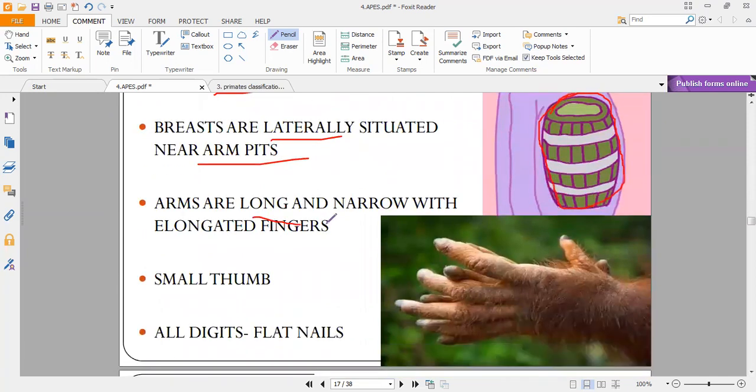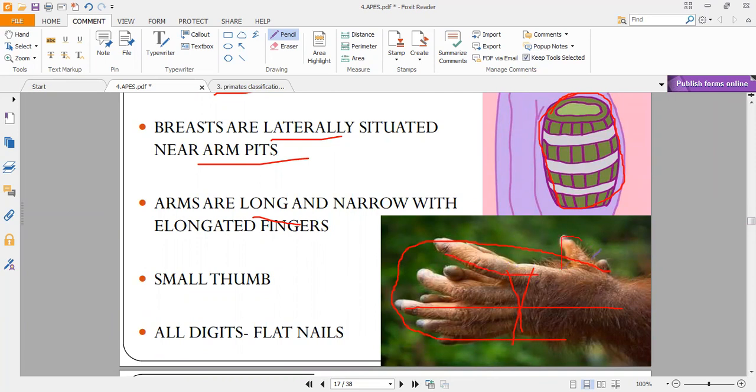Then again, arms are long. You can see here the arms are very long. In all the apes, you can find the arms are very long and narrow also. Compared to the height, you can find the breadth is less. And the fingers are very long, elongated fingers.